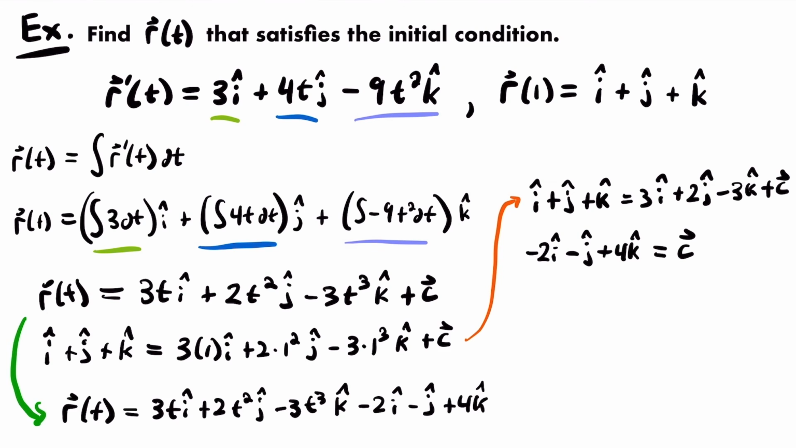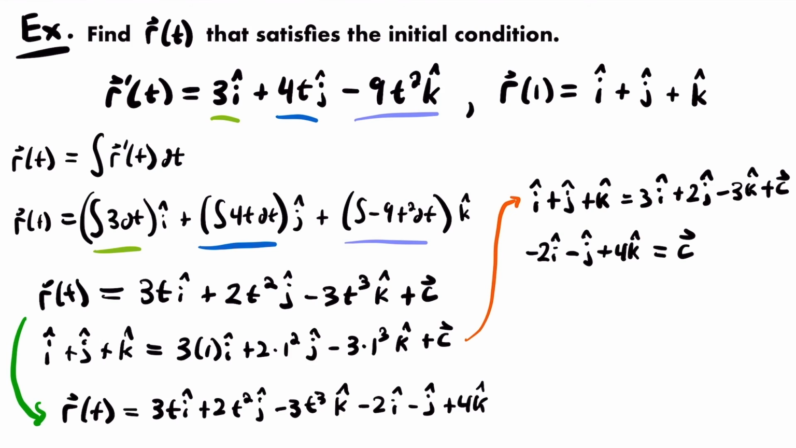Now, I suppose you could leave it in this form, but that's not really the simplest form. We could actually make this vector function look a lot nicer by combining our like terms, or combining the x, y, and z components of the two vectors, right? We can combine this vector with our constant vector. We can combine the x components of 3t and negative 2. We can combine the y components of 2t squared and negative 1. And we can combine the z components of negative 3t cubed and 4.